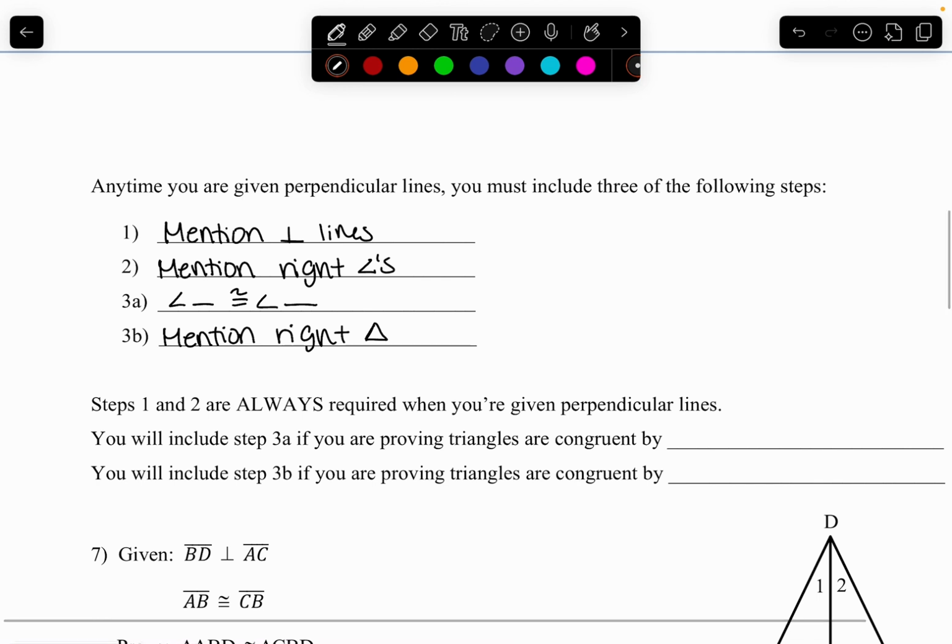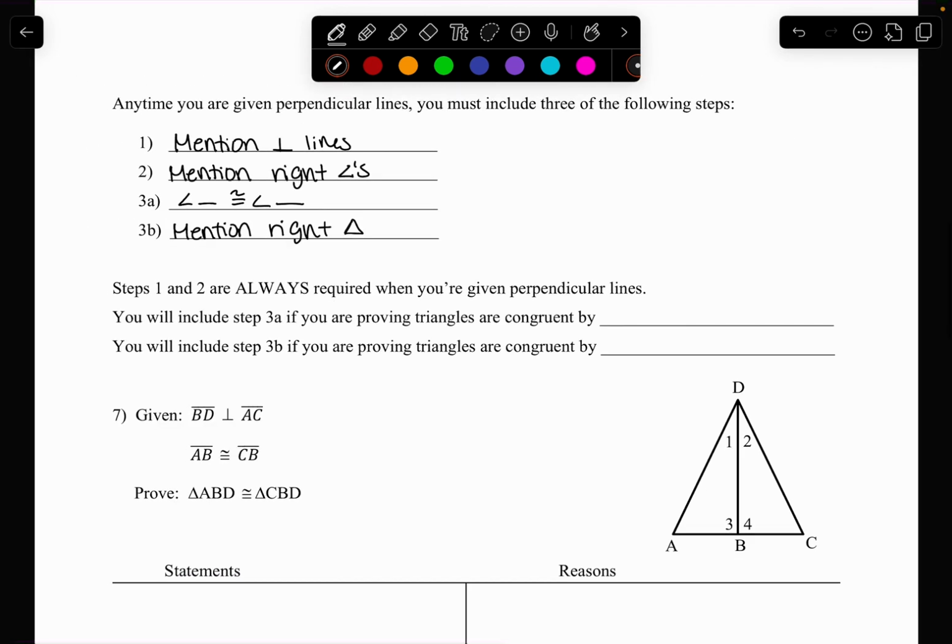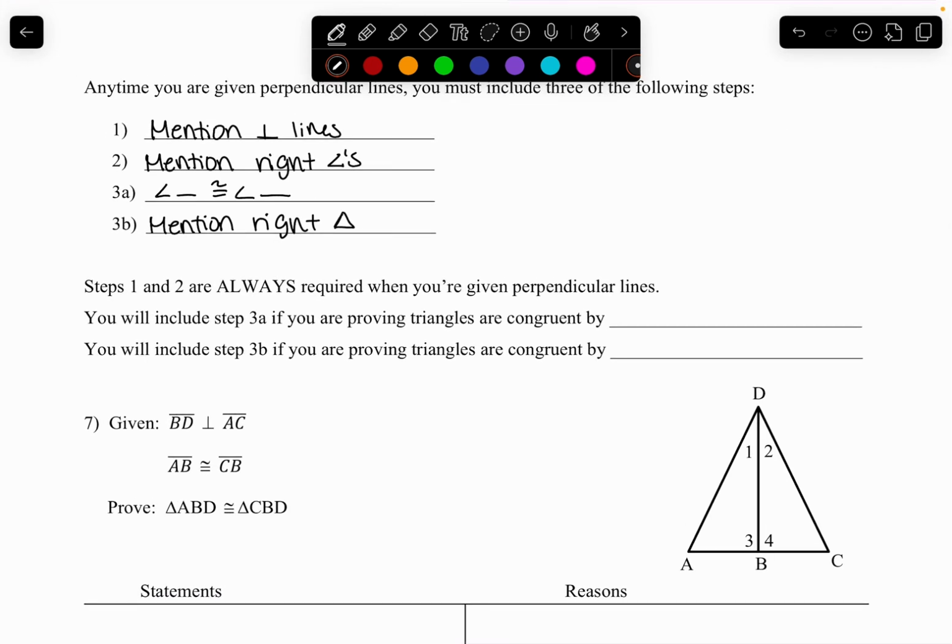Now, the reason I have this marked the way that I do is because when you do a proof, we don't want any extra information in our proof. And as we first learn how to prove using hypotenuse leg, sometimes we don't know where we're going with our proof, which is why including both number 3s, 3A and 3B, is important. But then once we complete our proof, we're going to have to go back and actually cross out one of our number 3s. Okay, so it says step 1 and 2 are always required when you're given perpendicular lines.